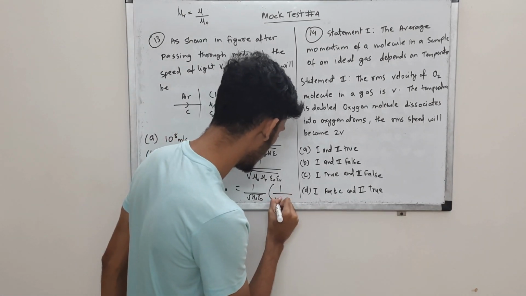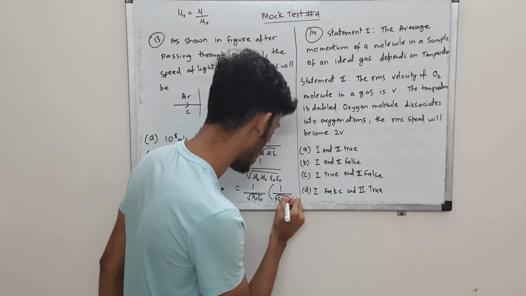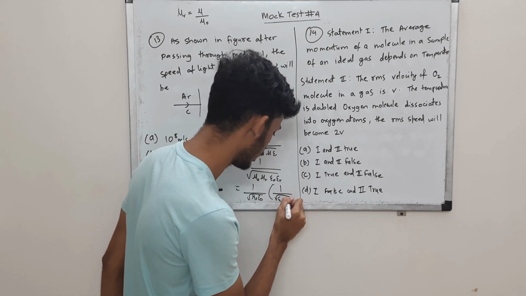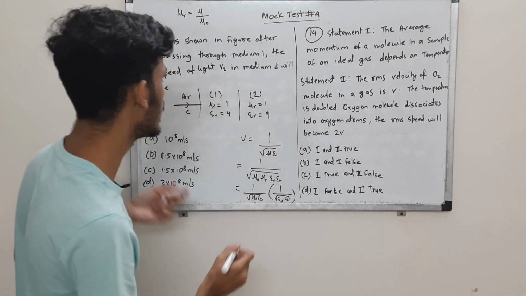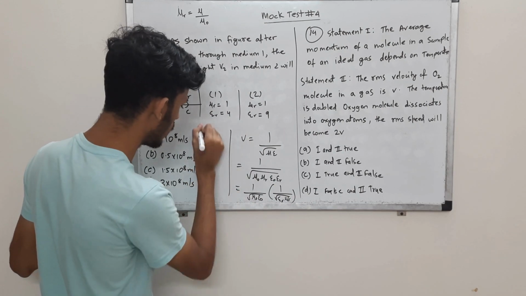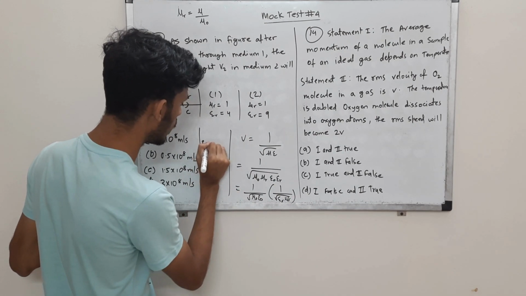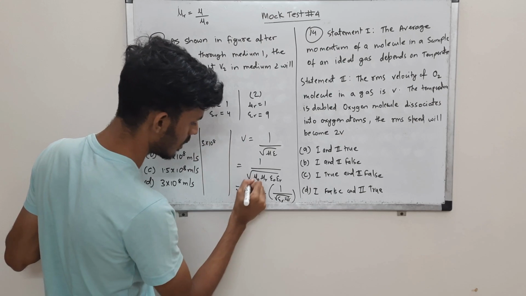And here we'll bring together epsilon r and mu r. So this is nothing but c. C is 3 into 10 to the power 8.